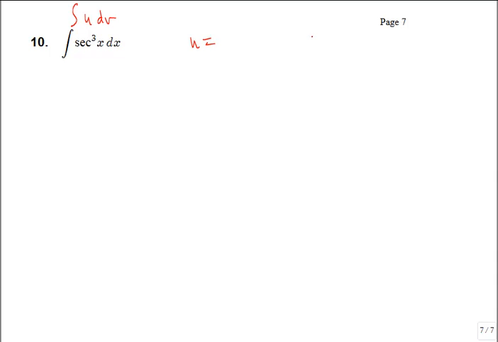And the reason why this is going to work for us is because this odd power enables us to break this up into a secant x times a secant squared x. There's all three of my secants, but I'm breaking them up because when I make my choices for what u and dv should be, I want to make sure that whatever I pick for my dv, it needs to be something that I can integrate. And I do know how to integrate secant x.